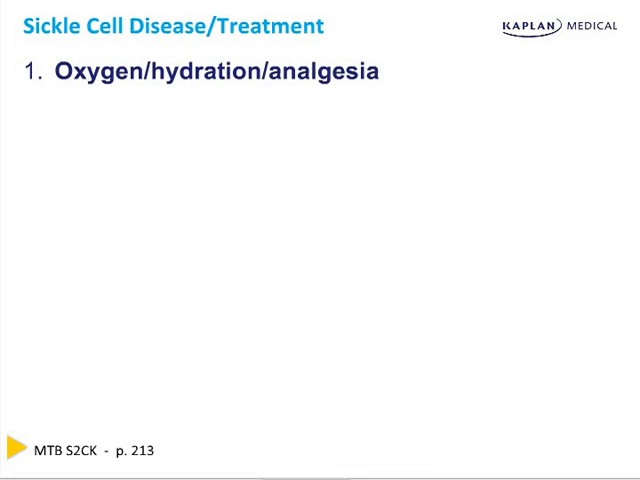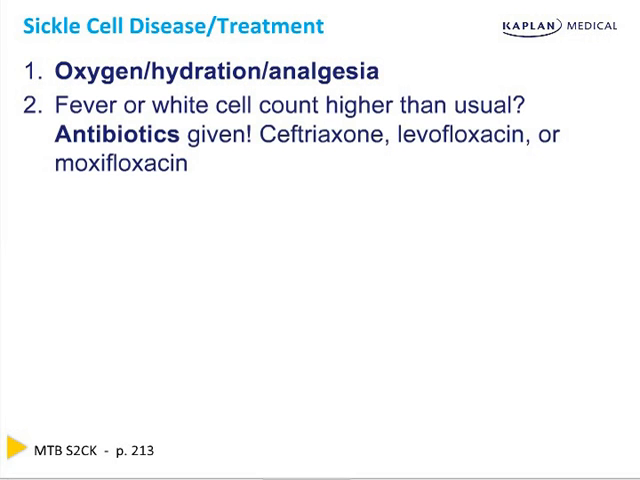The initial therapy of sickle cell disease hasn't changed in many years. It is oxygen, hydration, and analgesia. Analgesia, of course, because the person's in tremendous discomfort. Oxygen is indispensable to reversing the cause of the sickle crisis because sickle hemoglobin is normal at normal oxygen levels. A fever or a white count higher than usual makes antibiotics indispensable.